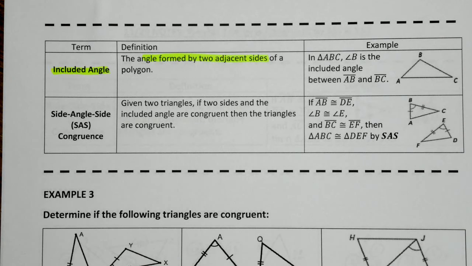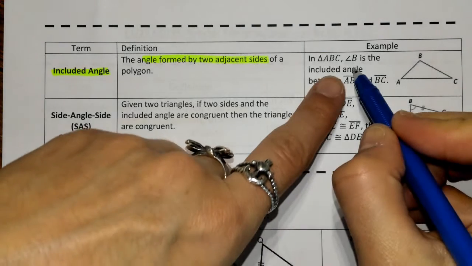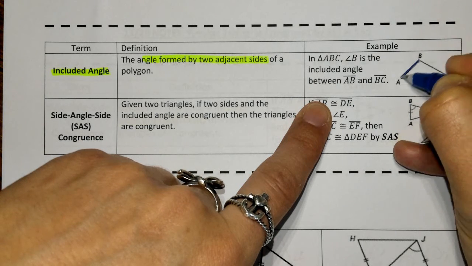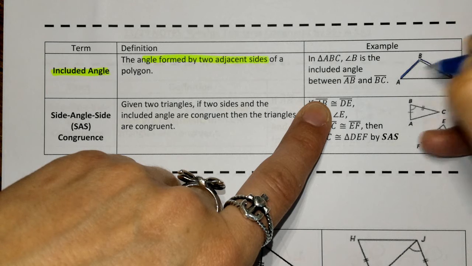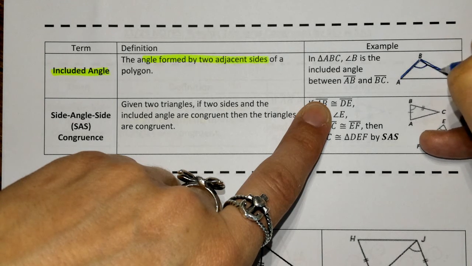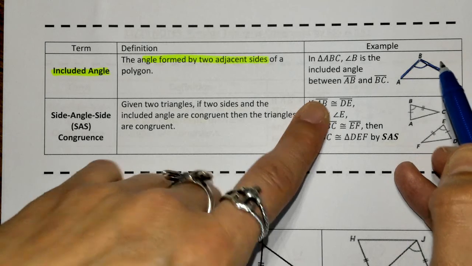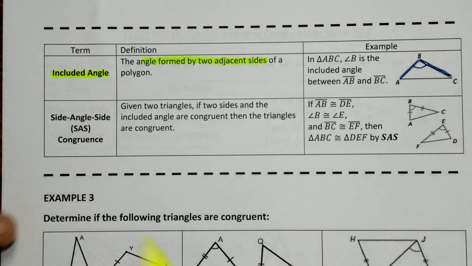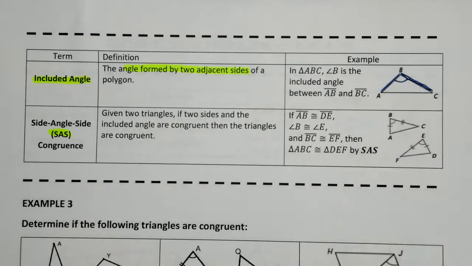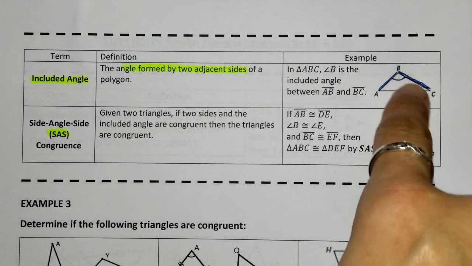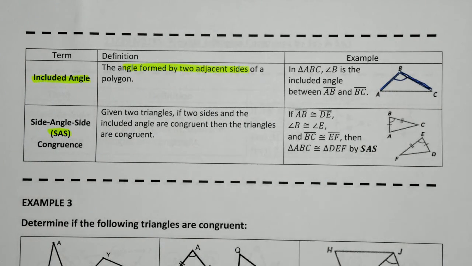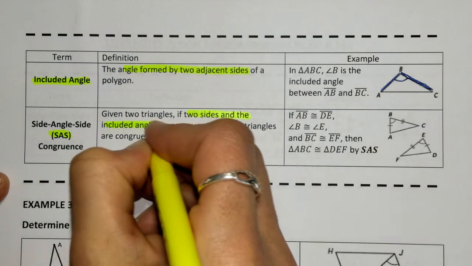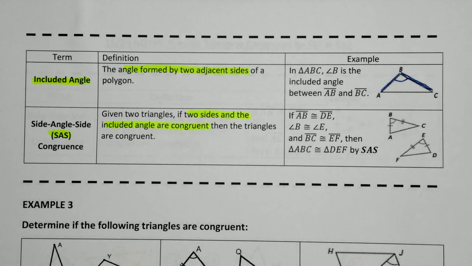So here, if we take a look at the picture, we have that angle B is the included angle between segment AB, right here, and segment BC. So this is your included angle. It is between two sides. It is the angle formed by the two sides. Okay? So this is where we come up with this side angle side congruence. So you're going to need a side, the included angle, and the next side, all congruent to follow the side angle side. So here, if two sides and the included angle are congruent, then we have congruent triangles.